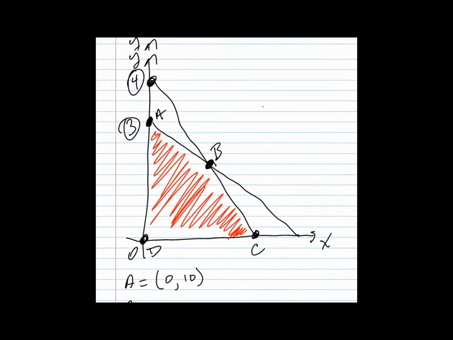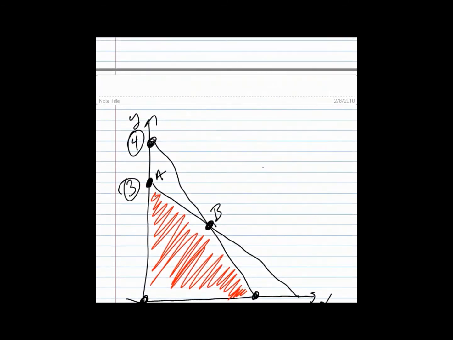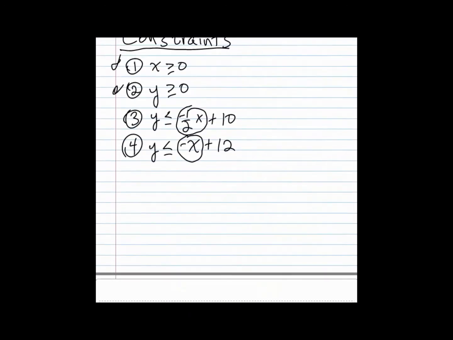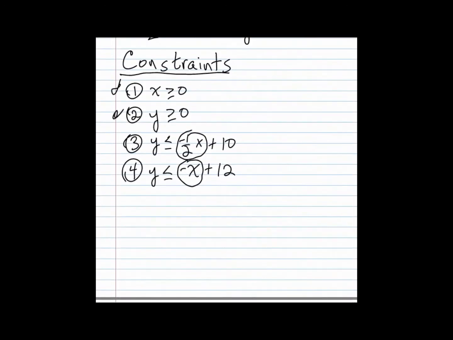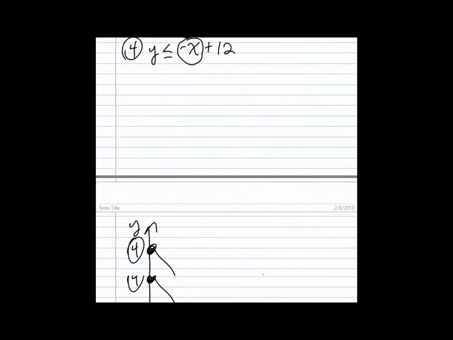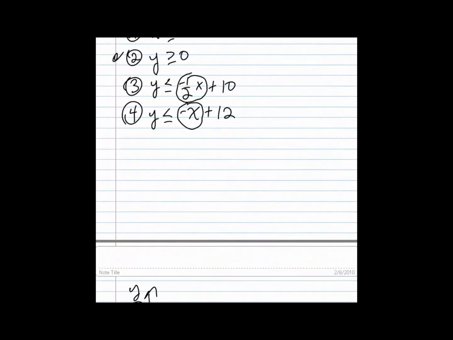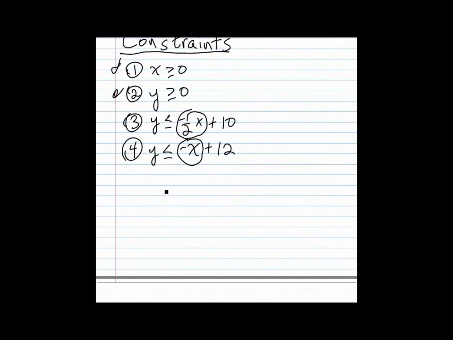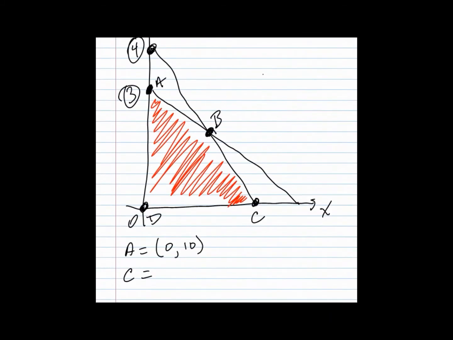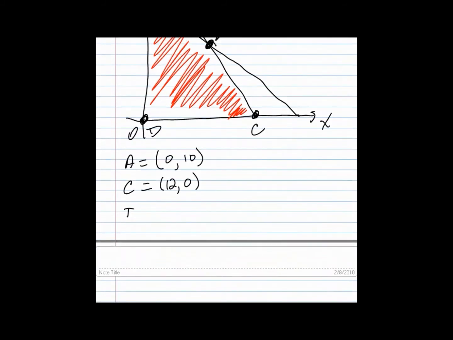C, that is the x-intercept for line 4. So if we set y equal to 0, what do we get? That x equals 12. Take your time and do that. So for this one here, if we set y equals 0, we get 0 equals negative x plus 12, and x equals 12. So C will be over 12 up to 0. And D, of course, is 0, 0.